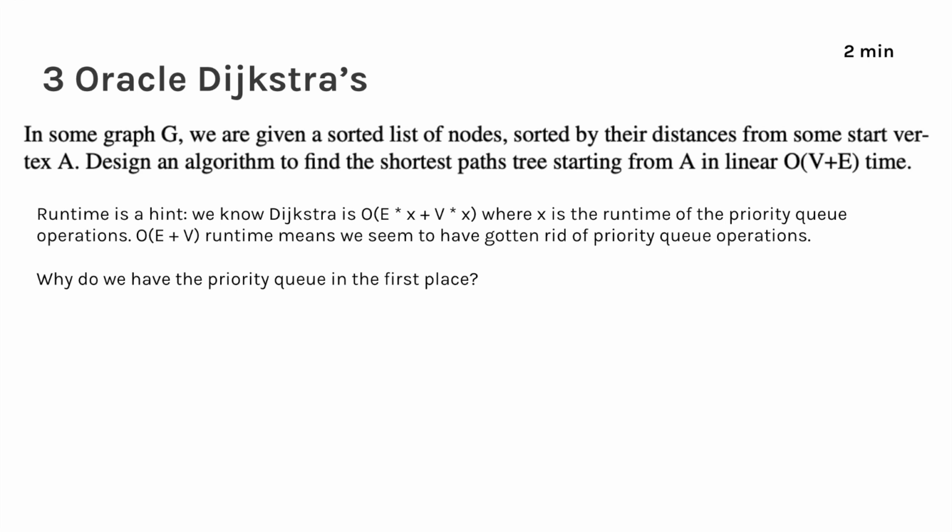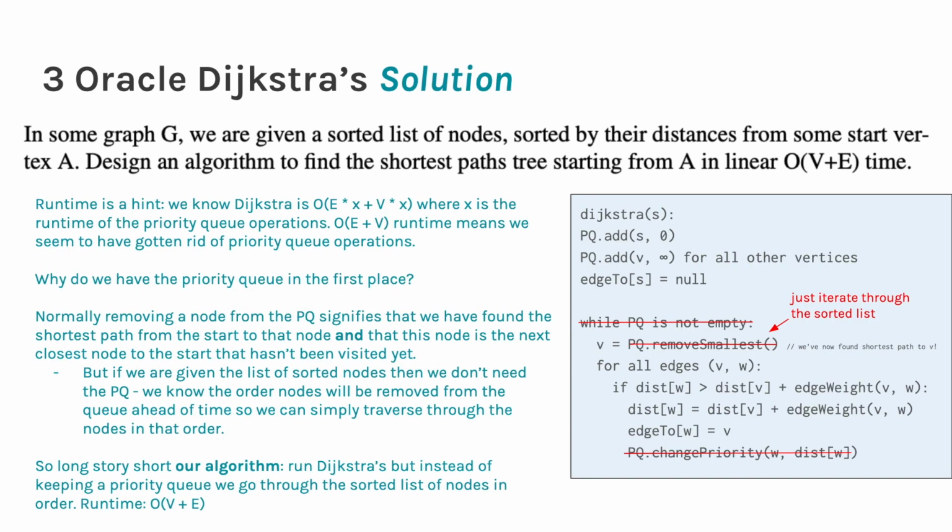So this probably is going to come in useful because that extra information is going to allow us to modify Dijkstra's to give us a linear runtime rather than a log linear runtime. So the runtime is a hint in a way, because we know that Dijkstra's runtime is E times X plus V times X, where X is the runtime of priority queue operations. So if the goal runtime is just E plus V, it suggests that we've gotten rid of priority queue operations. Okay, so why do we have a priority queue in the first place? That's the answer. I guess I'll just go into the answer.